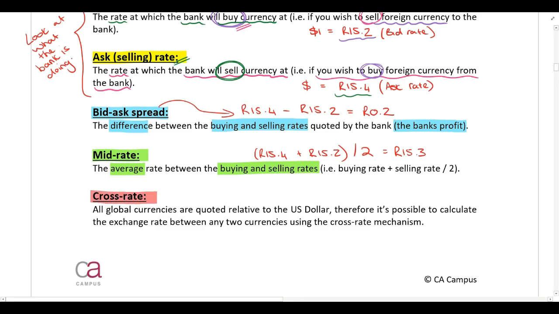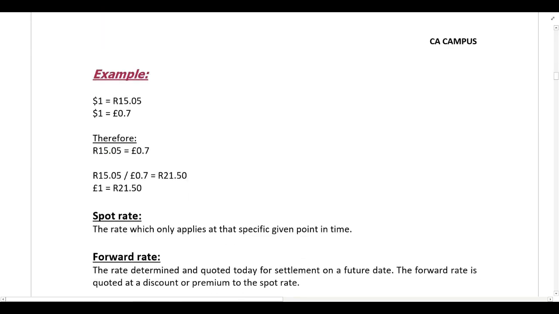We then need to understand what a cross rate is. Now, what's important, guys, is normally all currencies are quoted relative to the US dollar. So it's possible to calculate an exchange rate between any two currencies using this cross rate mechanism. Let me show you an example so that this makes a little bit more sense. Most currencies are quoted relative to the US dollar. So in this example, I've told you $1 US is equal to 15 Rand and 5 cents, and $1 US is also equal to 0.7 pounds. So both the Rand and the pound are quoted relative to the US dollar. It therefore makes sense that 15 Rand and 5 cents is equal to 0.7 pounds, because both of these are equal to $1. So we can make those equal.